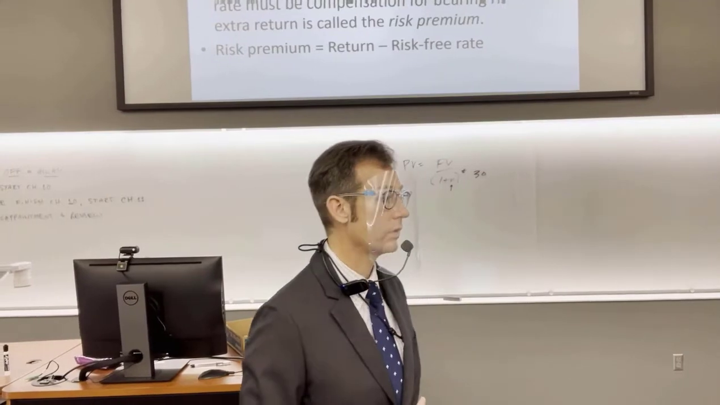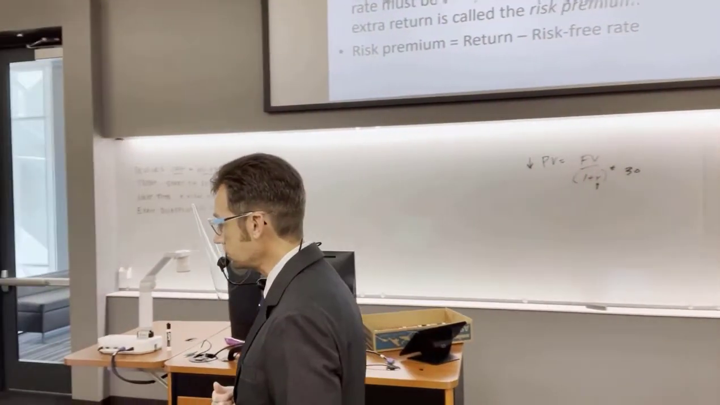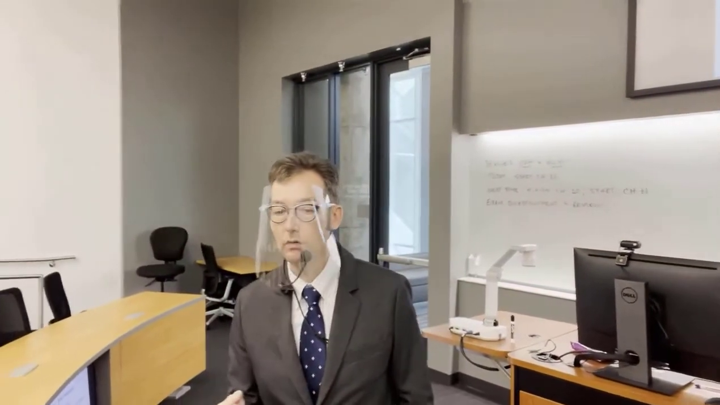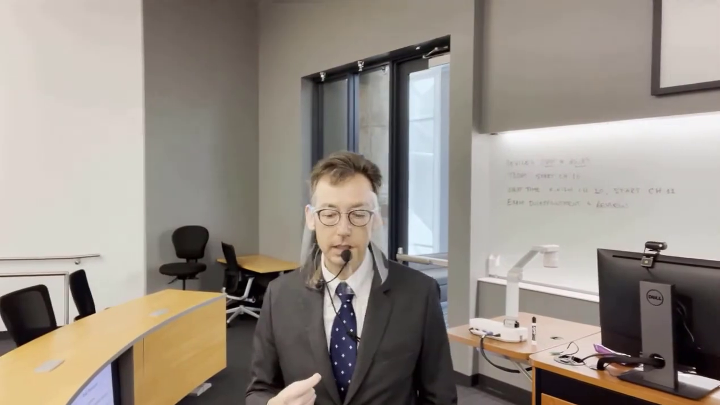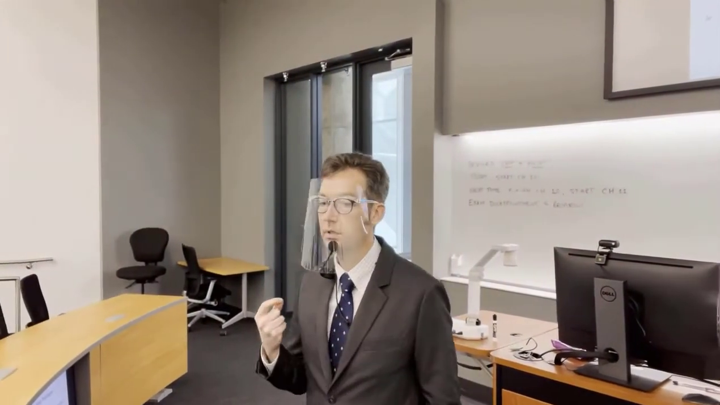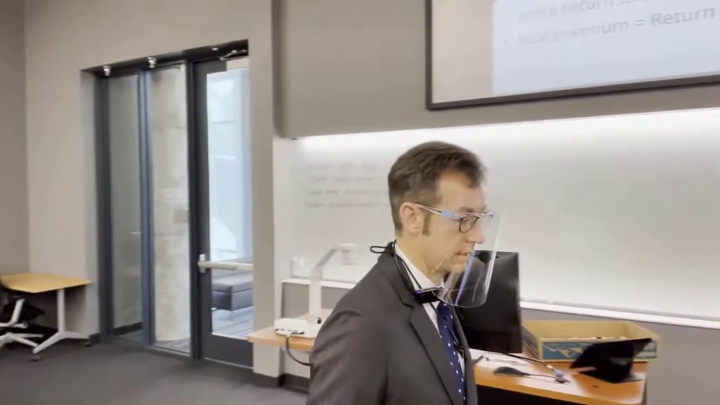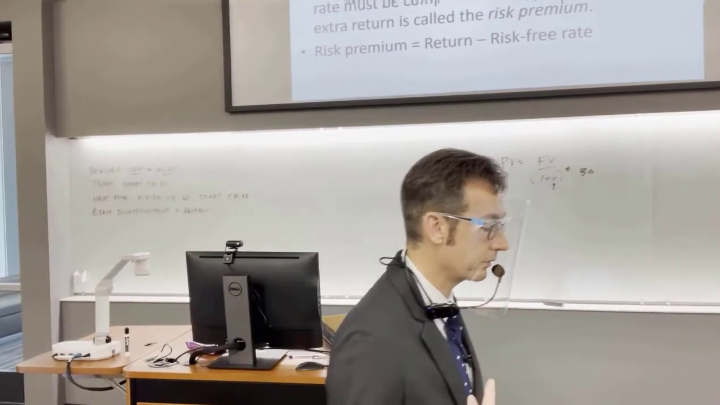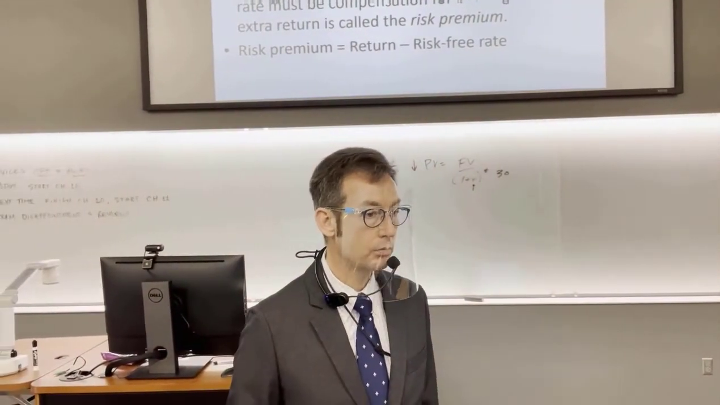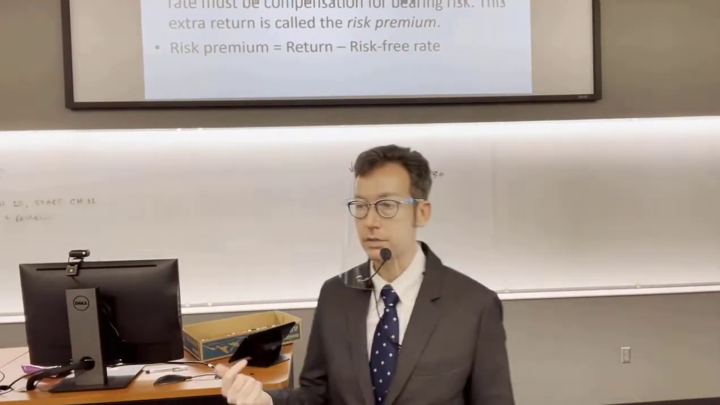So that's our stand-in for the risk-free rate, the yield on the 3-month treasury bill. Now, if you are getting anything over that risk-free rate, you must be taking some sort of risk, because the market does not reward you for not taking risk. So anything above the risk-free rate must be a reward for taking risk. We call it the risk premium. And the risk premium is simply the return on something minus the risk-free rate.